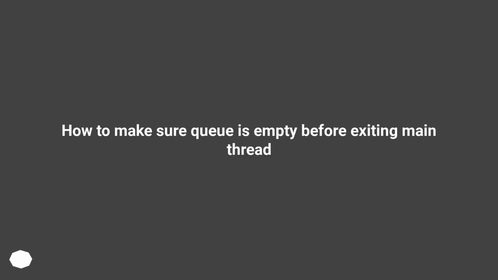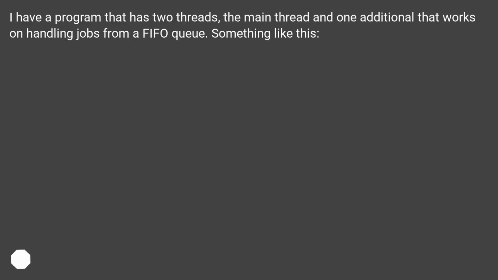How to make sure queue is empty before exiting main thread. I have a program that has 2 threads, the main thread and one additional that works on handling jobs from a FIFO queue. Something like this.